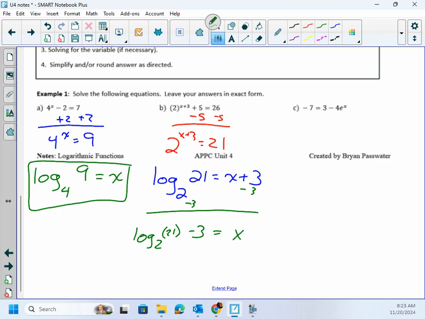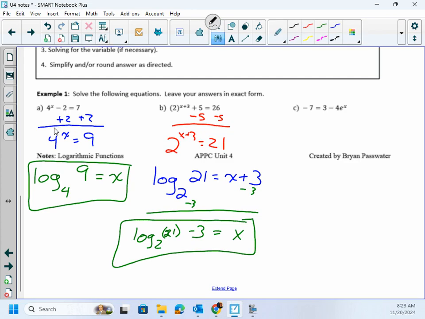Please note that the 21, you cannot subtract 3 from it, because this is log base 2 of 21. All of this goes together. The log base 2 of 21 is a separate number, and then you're subtracting 3 from it. And that, ladies and gentlemen, is my final answer.